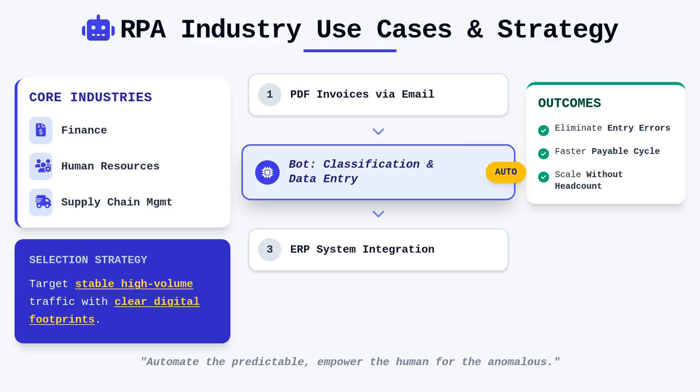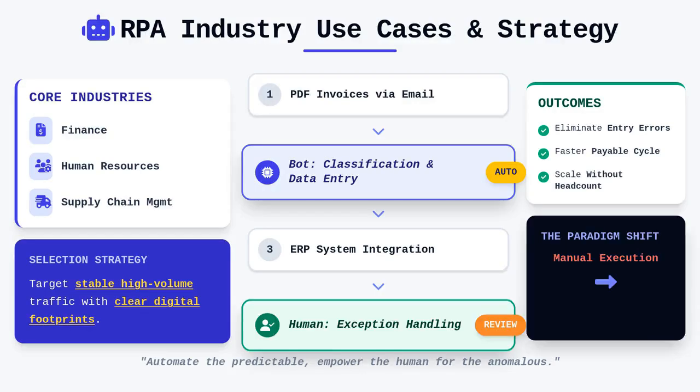This shift from manual execution to orchestration enables businesses to scale their operations without necessarily increasing their headcount in direct proportion to the volume of work. Effective RPA strategy involves identifying processes with stable, high-volume traffic and clear digital footprints rather than trying to automate chaotic, manual processes that lack a defined sequence of operations.